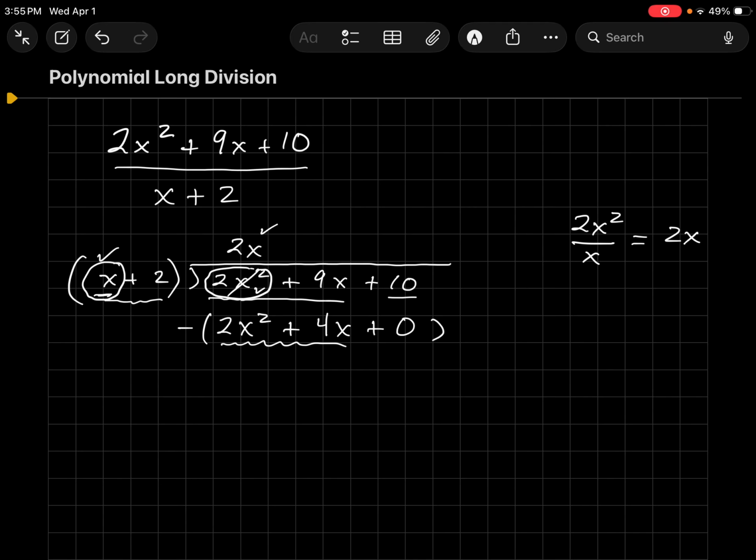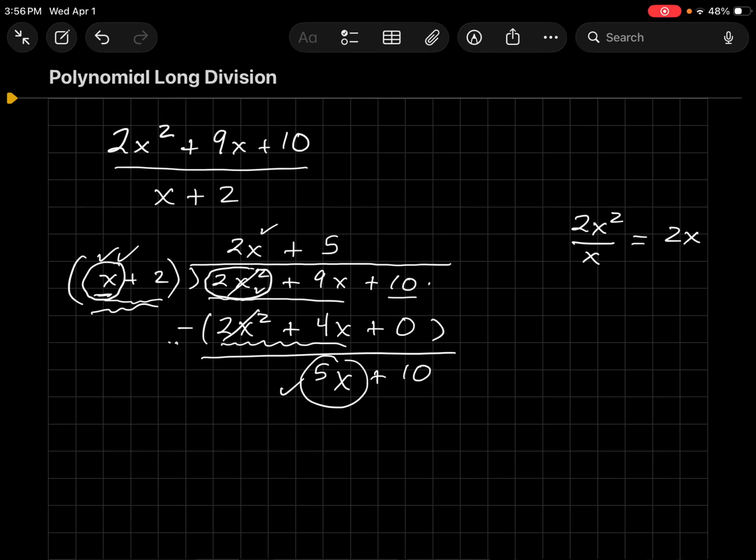If we do this correctly, this first term should always cancel out, and it does. And then I can do the rest. I get 9x minus positive 4x, which gives me 5x. I get 10 minus 0, which gives me 10. So I can do the process again, because x plus 2 can go into 5x plus 10. Once again, I think highest powers only, the x, and now the 5x, the highest power of what's left over. And say x times what equals 5x? Well, plus 5. Or I could have done it the other way, like I did on the right, where I do 5x divided by x equals what? And I get positive 5.